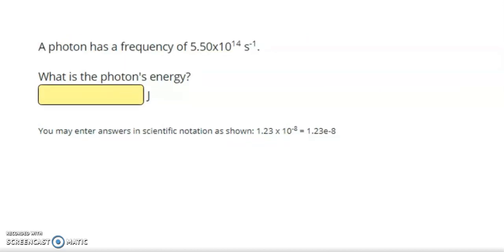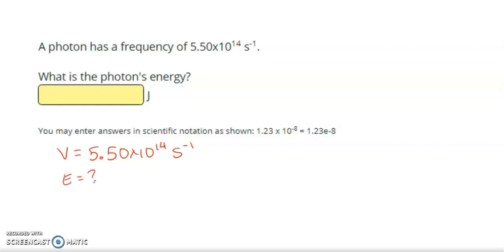Okay, so one more problem. This one has to do with energy. A photon has a frequency of 5.5 times 10 to the 14th inverse second. What is the photon's energy? Well, frequency is equal to 5.5 times 10 to the 14th inverse second.